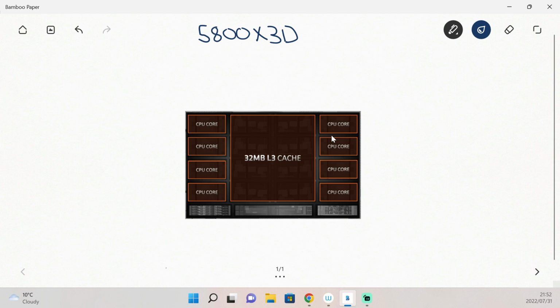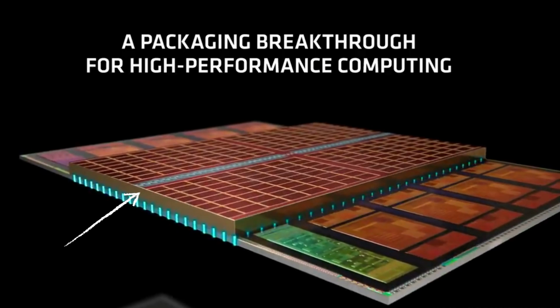This is where V-cache comes in. What AMD did was they took 64 more megabytes using hybrid bond 3D and layered that on top of the already existing chip. And that looks like this.